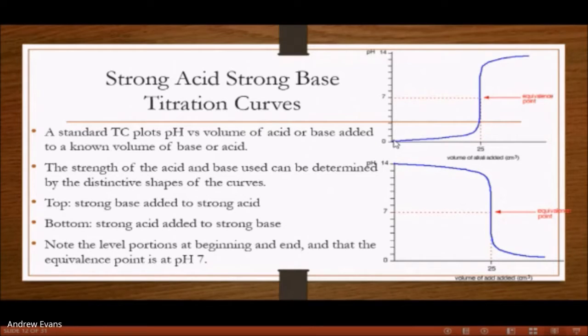Where the pH starts depends on the concentration of the original acid. For example, if it's 1 molar, it's going to start right there. If it's 0.1 molar, it'd probably start at pH 1. If it's 0.01 molar, they'd start at pH 2. So it depends on the concentration of the acid, but it should start really low because a strong acid is a strong electrolyte which completely dissociates.